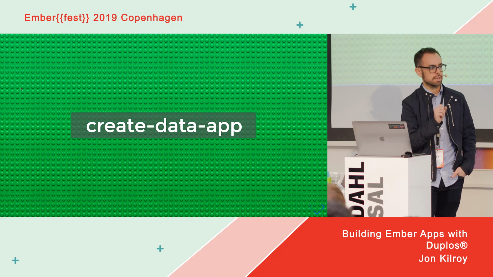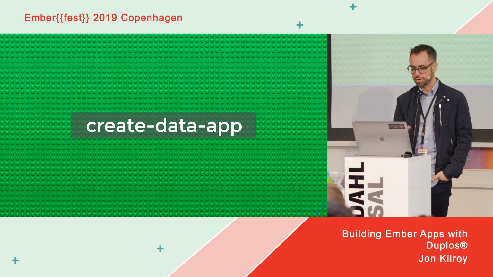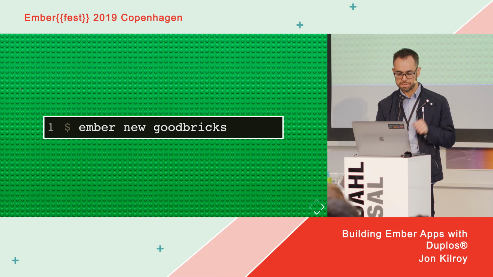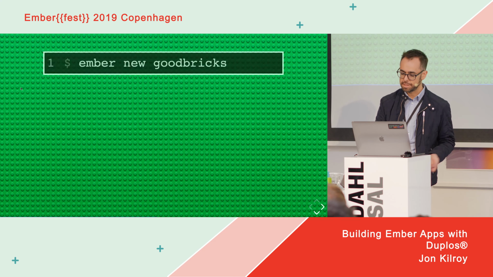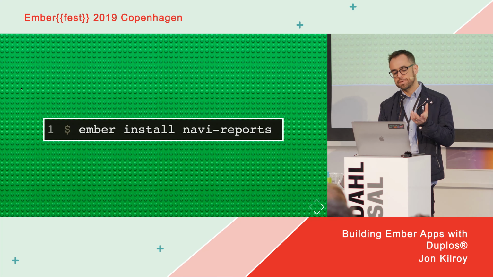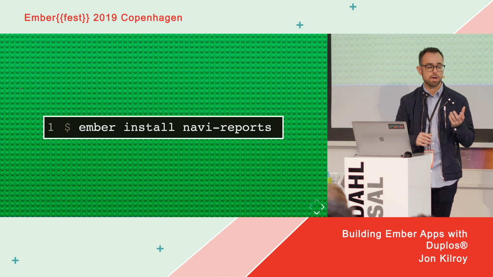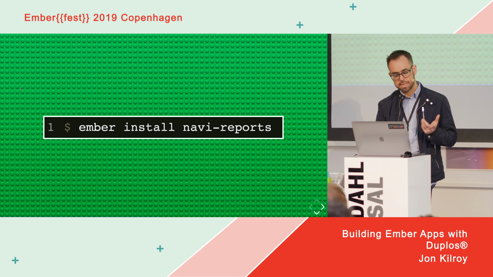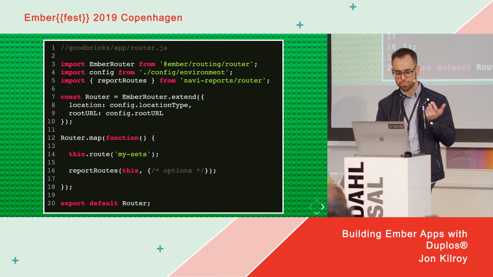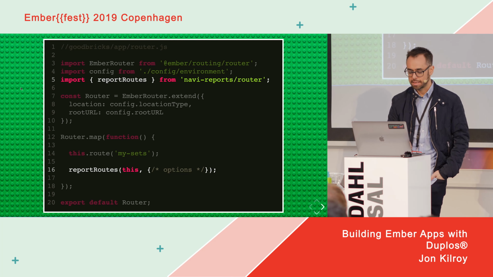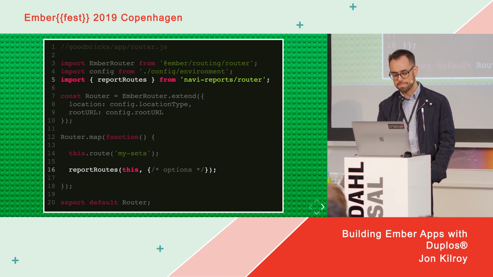But to get started, we're going to make a quick demo app. We're going to make a data app, and we're going to use that same schema that I showed in the beginning. So this is like normal stuff. We just go and say Ember new. We're going to make an app called GoodBricks. I'm going to style it, give it a header, just a few bones here. And now we're going to install one of these Duplos, this ad hoc reporting experience called Nobby Reports. And to tell my app about Nobby Reports, I'm going to bring in this function that's going to mount all my routes to my application, as you can see here.